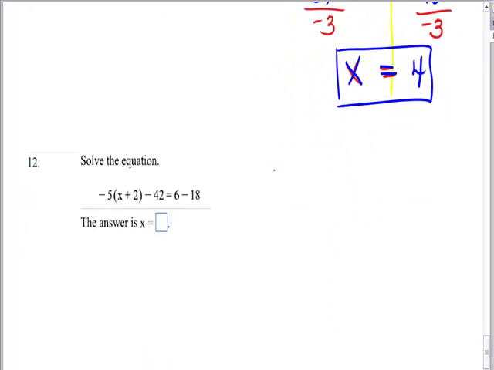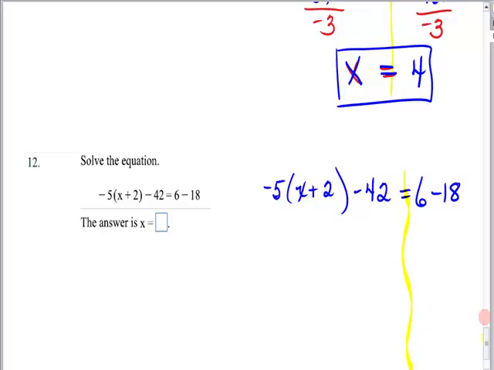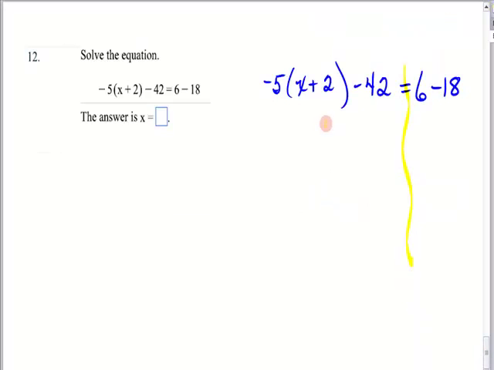Okay, one last problem. I have negative 5, parentheses, x plus 2 minus 42 is equal to 6 minus 18. Can I simplify on the left? Yes. First, I can use the distributive property. Negative 5 times x is negative 5x. Negative 5 times 2 is negative 10 minus 42.